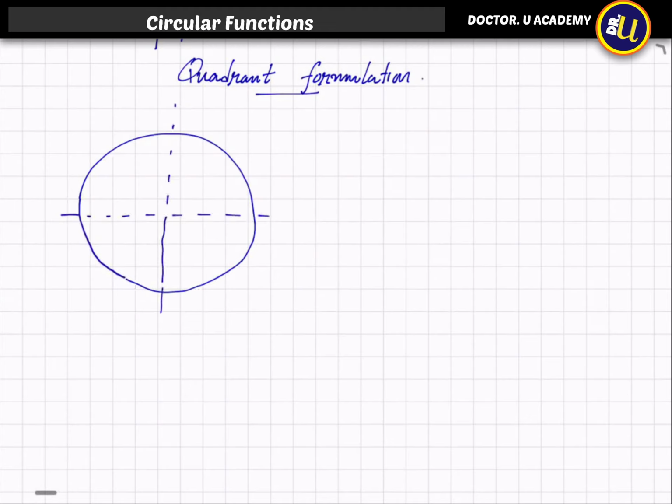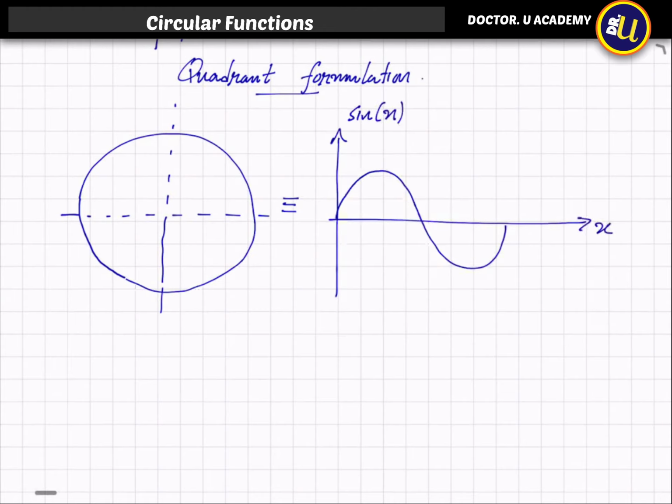Now this is the introductory part for this quadrant formulation, and I will teach you why these functions are called circular functions essentially, right? So now, for example, I will take the sine function, one period. This is sine x, and it's one period, right? So 0 to 2 pi.